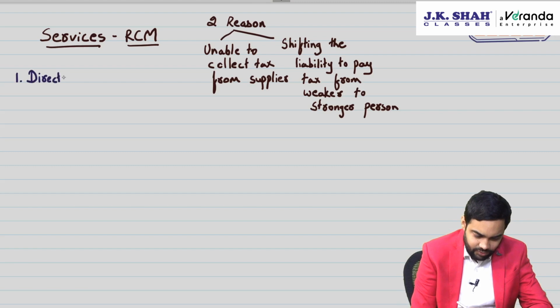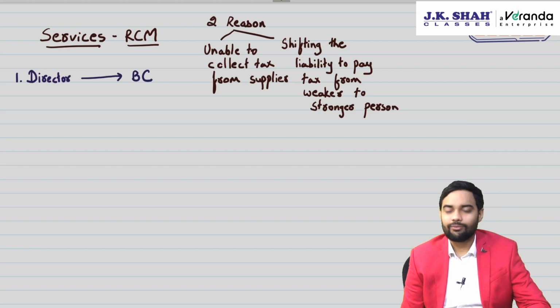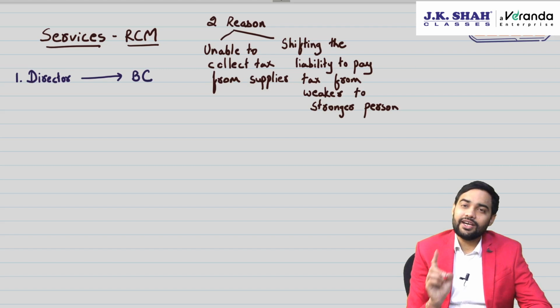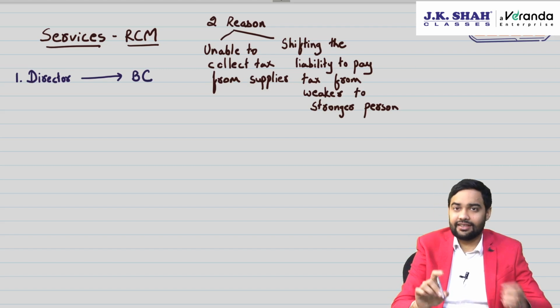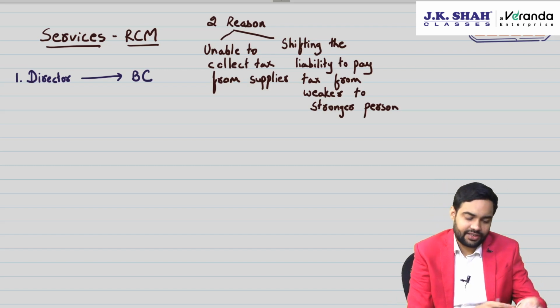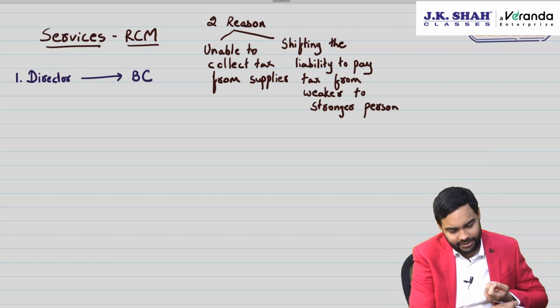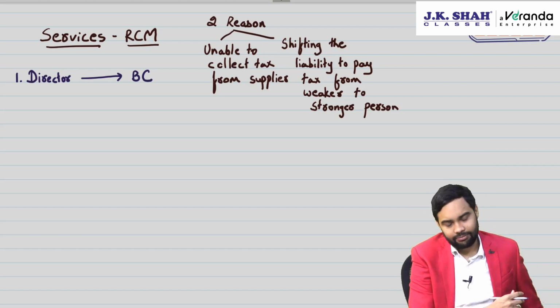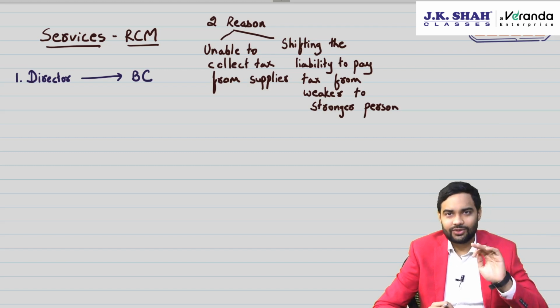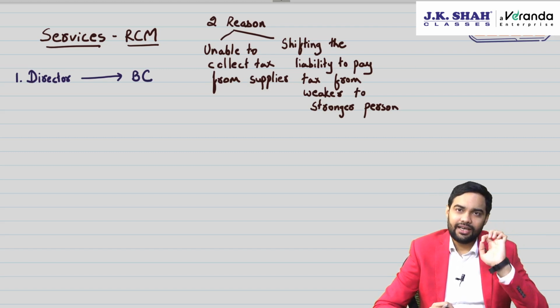Director, providing service to a body corporate. Who is a body corporate? Body corporate is company and LLP. So director, providing services in the capacity of a director, not in any other capacity. It should be in the capacity of a director. Only then it will be covered under RCM. Otherwise, it will be a simple case of forward charge. For example, director has a proprietorship concern. In that proprietorship concern, he provides some consultancy service. Now, if that consultancy is being provided to the company, then that is not a case covered by RCM.